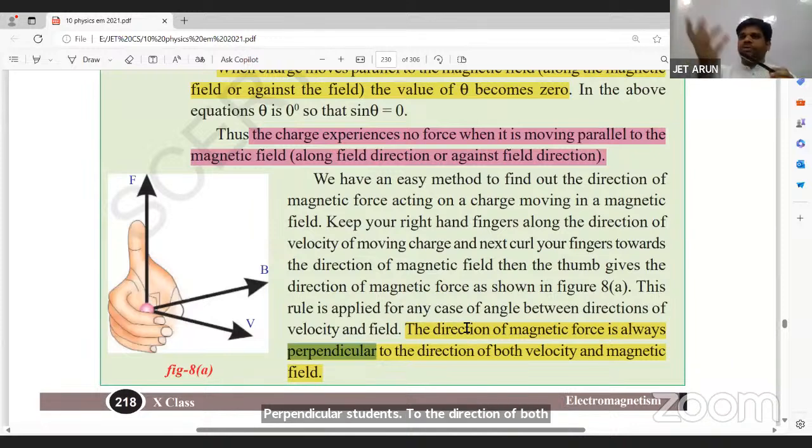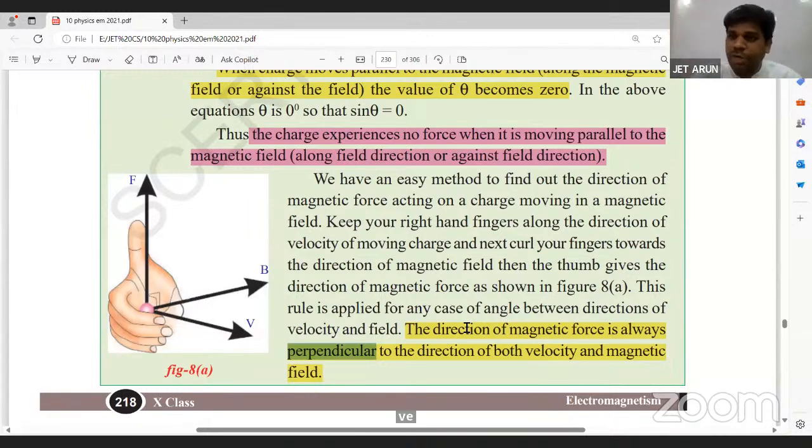Usually the gravitational force, the mass is here, the field is downward, and the force is also downward. It's independent of velocity. However I project, the gravitational force is always downward. But it's not like that with the magnetic field. How I project it matters. If I project along the field, force is 0. If I project like this, the force is different. But in all the cases, force is always perpendicular to the direction of both velocity and magnetic field.